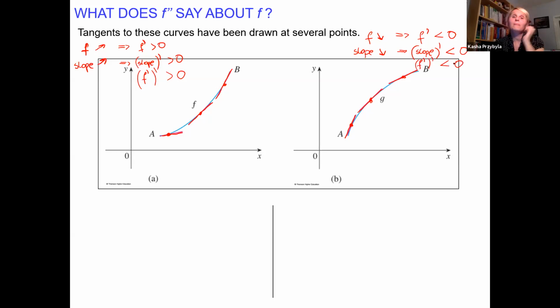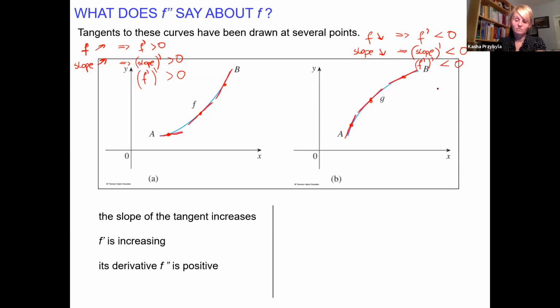Derivative of the derivative, of course, will be the second derivative. That means in order for the function to be bended like this way, the second derivative will be less than 0, negative. Okay, so let's see. The slope of the tangent increases, f prime is increasing, f prime is the slope. Slope is increasing, which means the second derivative will be positive, because for an increasing function the derivative is positive.